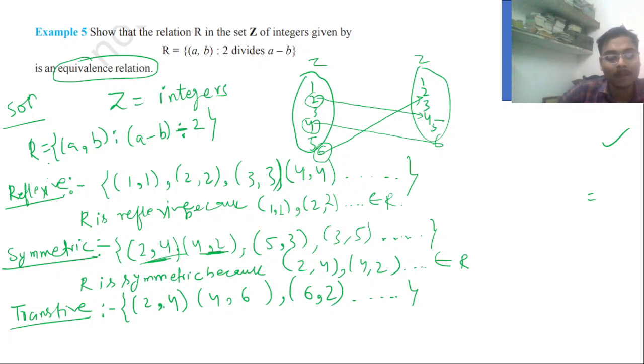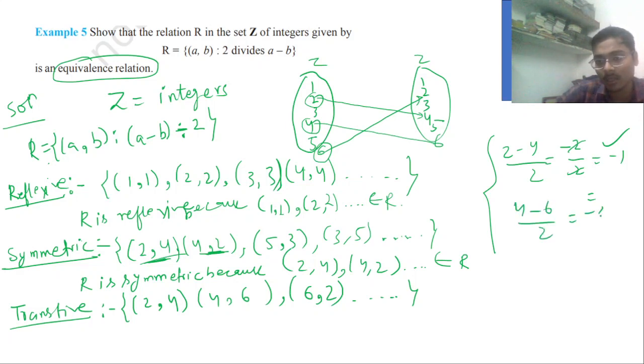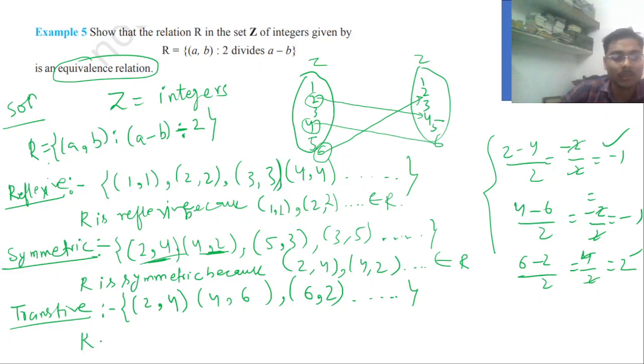Our next question is, if 2 comma 4 is there, I subtract 2 from 4 and we get negative 2 by 2, which is negative 1. For 4, 6, negative 2 by 2, we get negative 1. For 6 comma 2, we get 4 by 2, which is 2. So in all three cases we are able to divide the difference of the two by 2. That's why this is transitive.